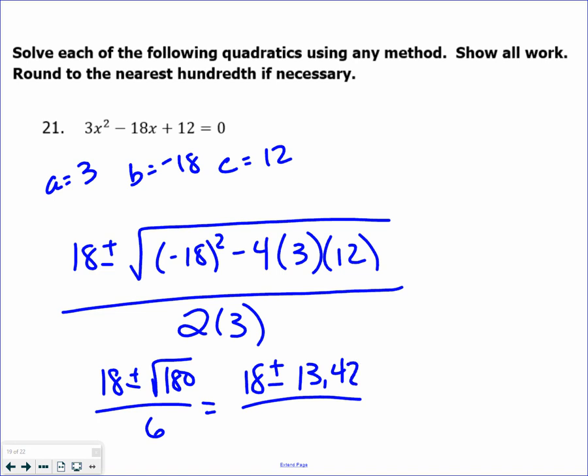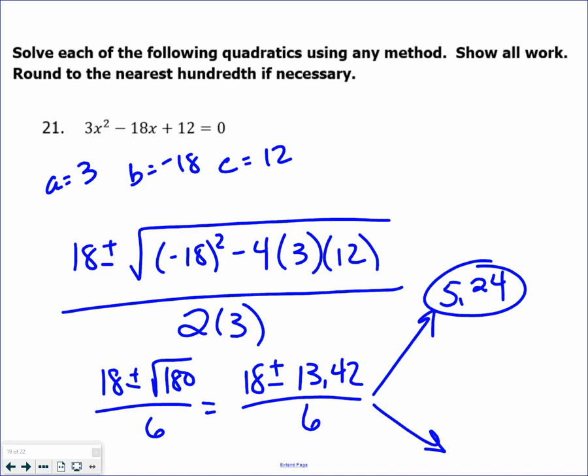All divided by 6. And so now these are 2 different answers. 18 plus 13.42 and divide it by 6 and you're going to get 5.24. There's one answer. And then 18 minus 13.42 and divide it by 6 and get 0.76. So that's solving by the quadratic formula.